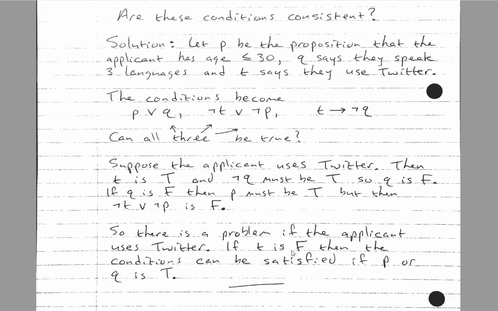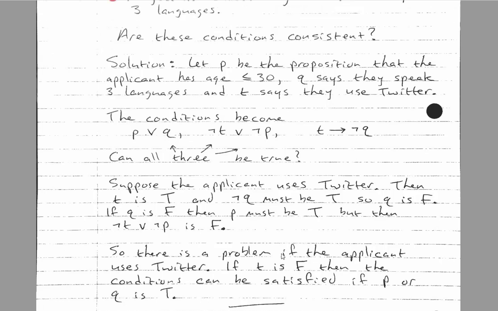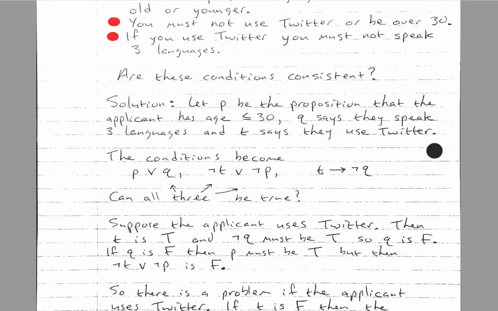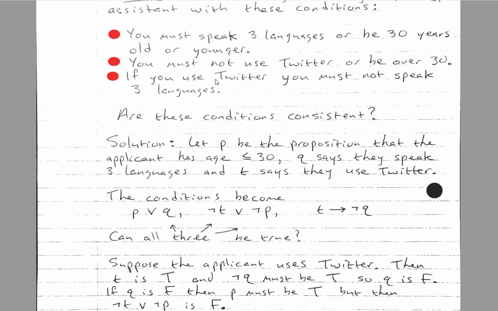So if they don't use Twitter, okay, so if T is false, little t, then the implication is automatically true. If T is false, then not T is true, and then this or is true. So then we just need either P or Q to be true. So if the applicant doesn't use Twitter, then if they're either age under 30 or speak 3 languages, then they satisfy all 3 conditions.